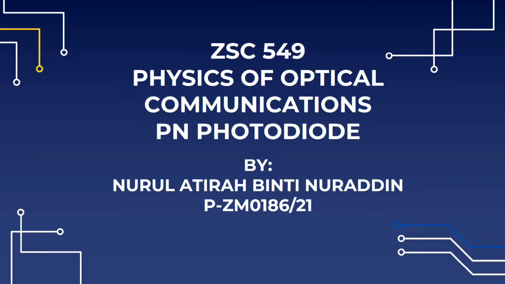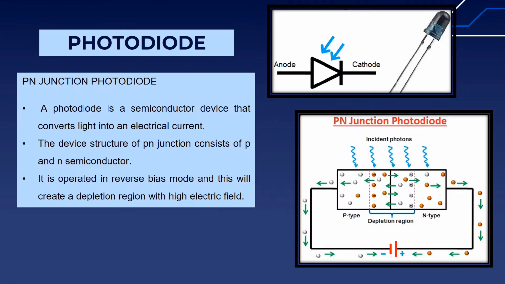My name is Nurul Atira binti Nuradin and today I would like to present about the PN photodiode. So let's get started. What is a photodiode? A photodiode is a semiconductor device that converts light into an electrical current. The device structure of a PN junction consists of P and N semiconductor.